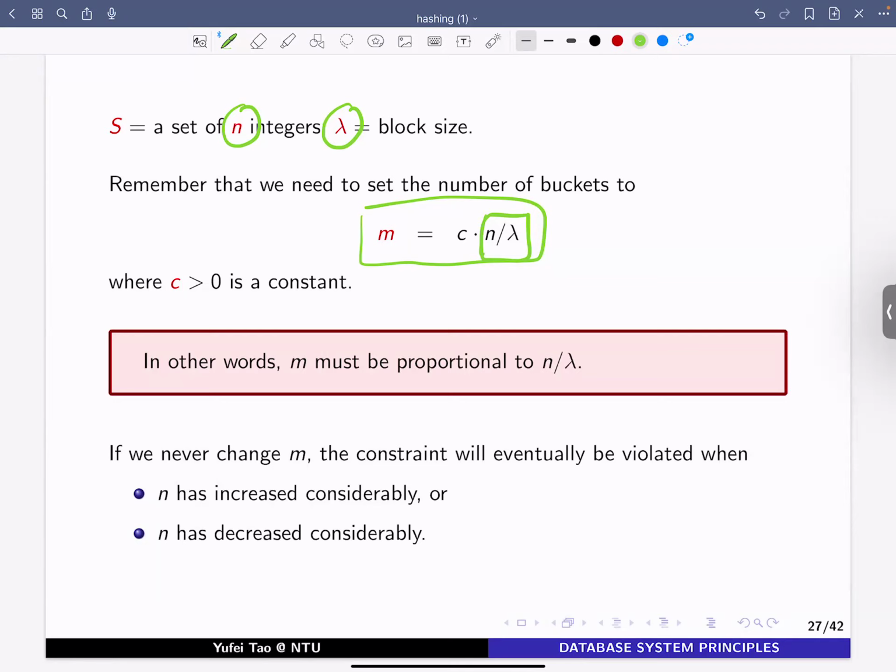So this is not good because we want to make sure we have the performance guarantees that we proved. And those performance guarantees are saying two things. One, the space consumption will have to be at the order of n over lambda. And two, the expected search cost will have to be constant.